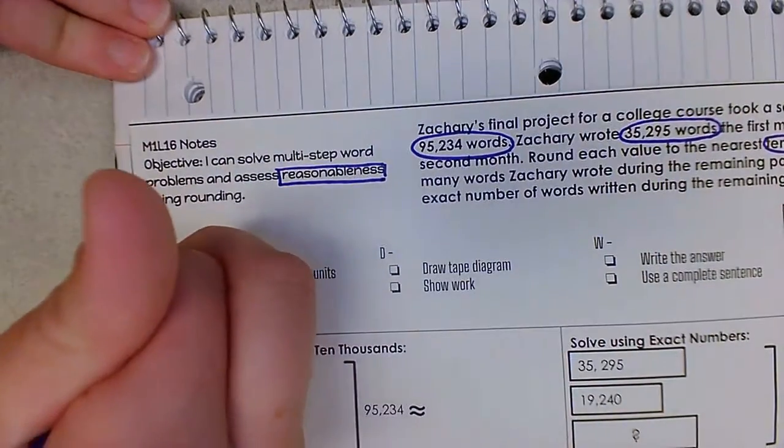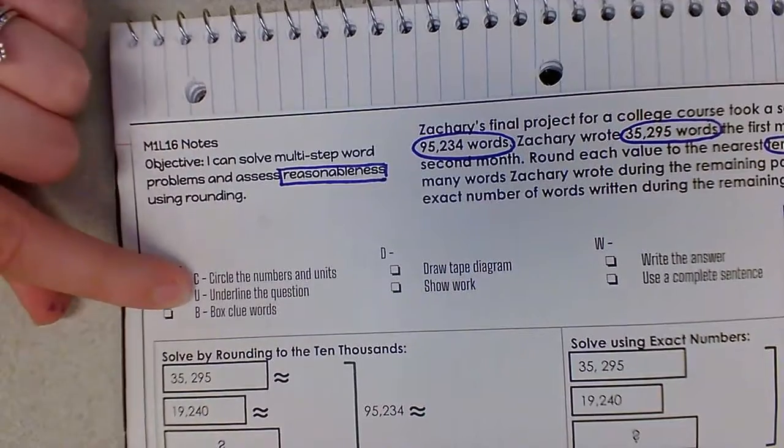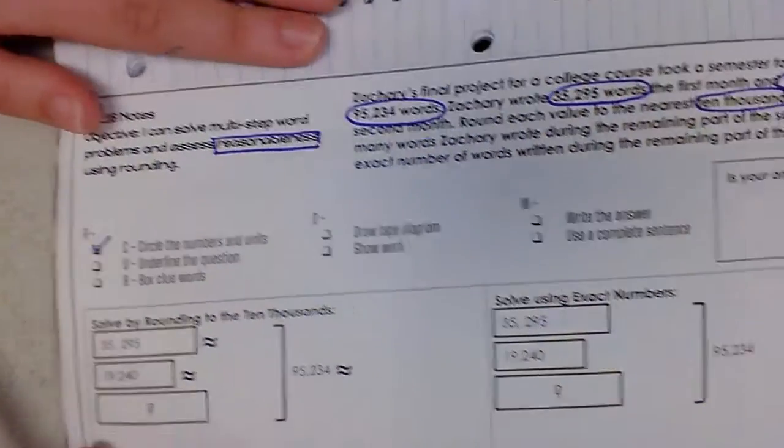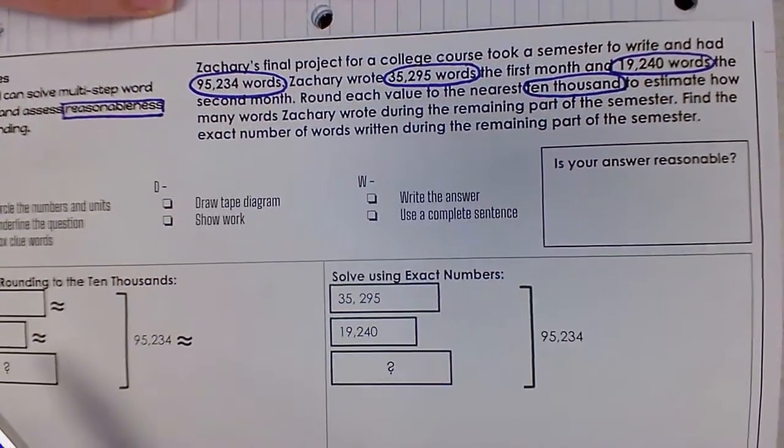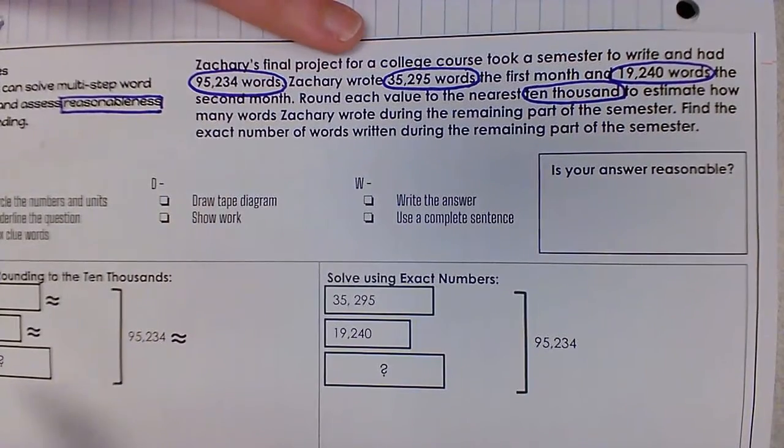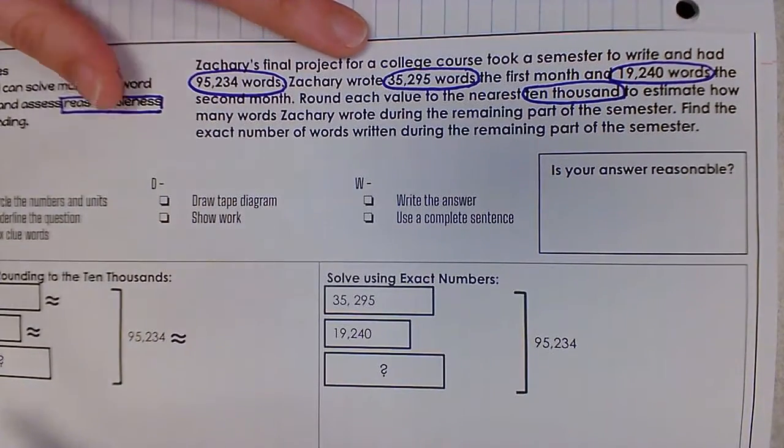Now that I have circled my numbers and units, I'm going to underline the question. Here's the part that's a little tricky for me. My helpful trick is that I look for the question mark in a problem and I underline that sentence, but I don't see any question marks. And that's going to happen to you pretty often. In word problems, if you can't find a sentence that ends with a question mark, instead look for the sentences that are telling you to do things.